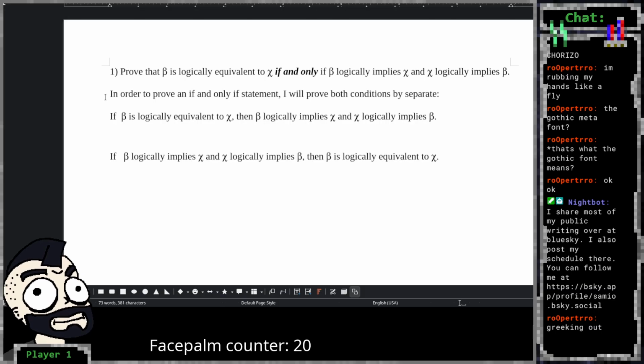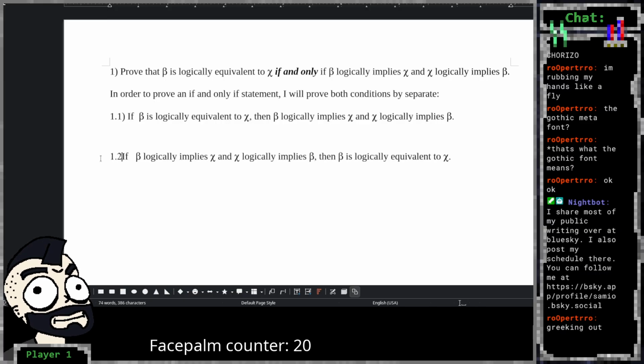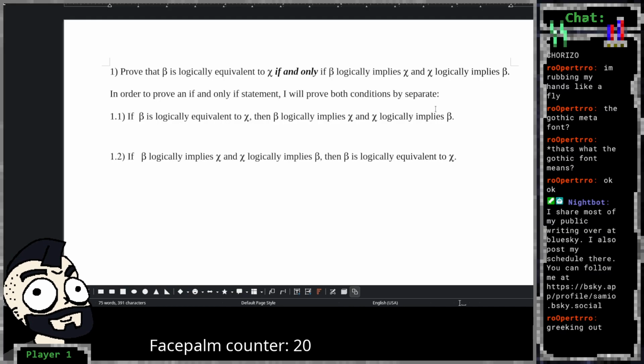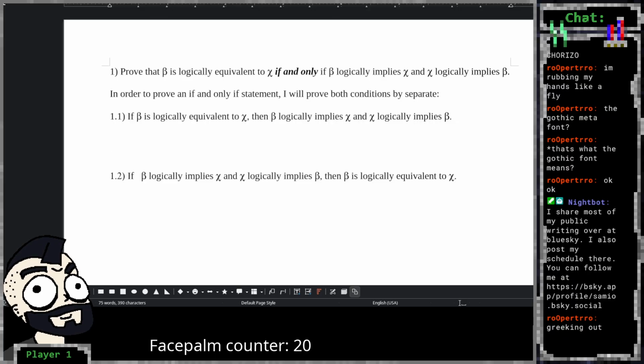And I can get cutesy and say, let's just say this is 1.1 and I say this is 1.2. Okay, and then I have to use the greatest weapon I told you all when doing the essay streams. I need to do logical analysis. What does every part of this sentence mean? If beta is logically equivalent to chi, what does that mean? It means that I go back to the book and check again the definition of logical equivalence.